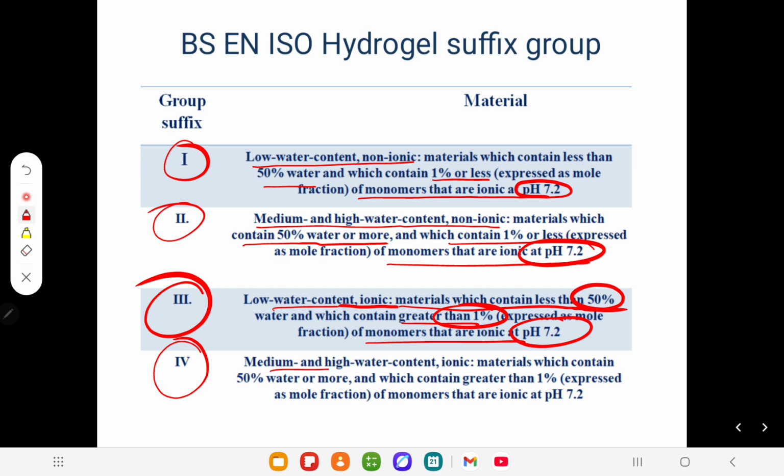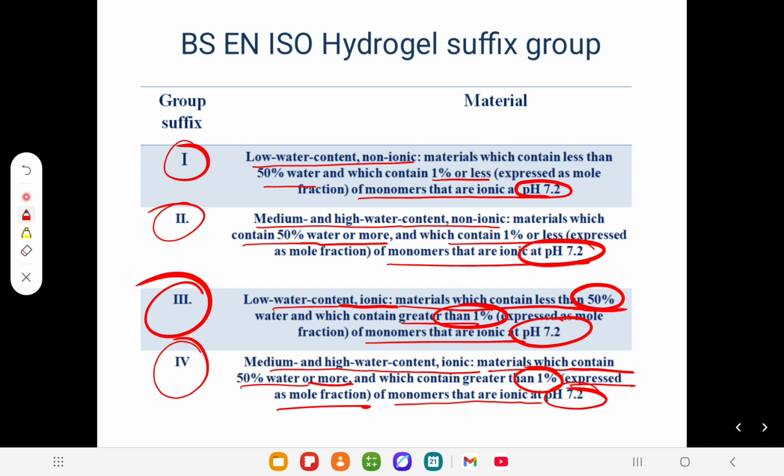Group suffix: medium and high water content ionic is a material which contains 50% water or more and contains more than 1% of monomers that are ionic at pH 7.2, expressed in mole fraction. Just remember, it is expressed in mole fraction. So that's important. I think you know the concept. What is filcon? Greater than 10%. What is focon? Less than 10% water content.